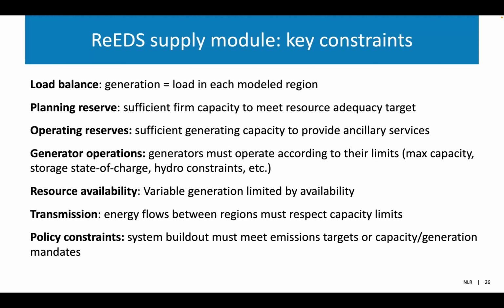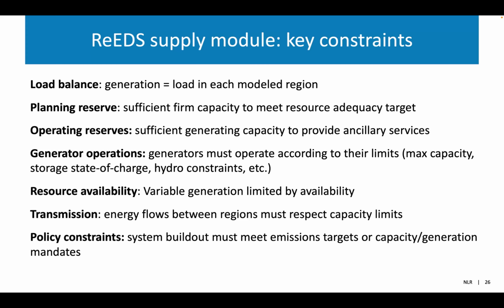You have the planning reserve constraints, ensuring that the model has built a system with sufficient firm capacity to meet resource adequacy targets, as well as operating reserve constraints that ensure sufficient generating capacity is built to provide ancillary services, things like load following reserves, regulation, or contingency. Basically, generation that's on backup and ready for any outage or issue or fluctuation on the grid.